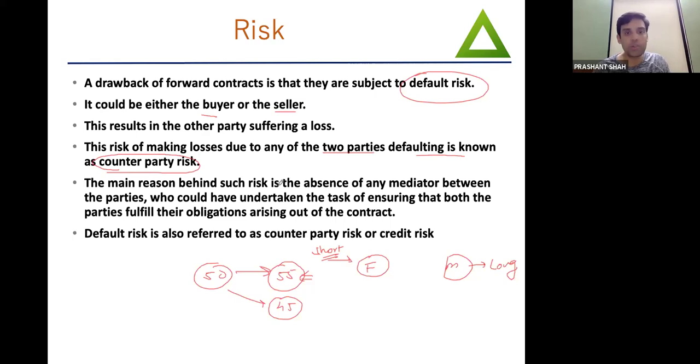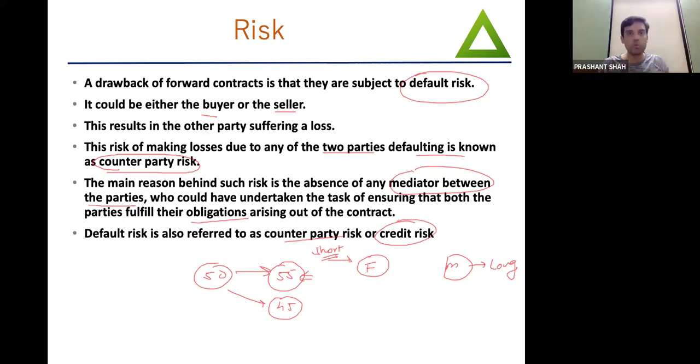The main reason behind such risk is the absence of any mediator, and that is the reason in the next session we would be introducing futures. Futures come in with an intermediary. However, we cannot, as of now, say that futures are better than forwards. So there is no mediator between the parties who could have undertaken the task of ensuring that both the parties fulfill their obligations. The default risk is also referred to as counterparty risk, and it is also known as credit risk. Right, so that's it for today.